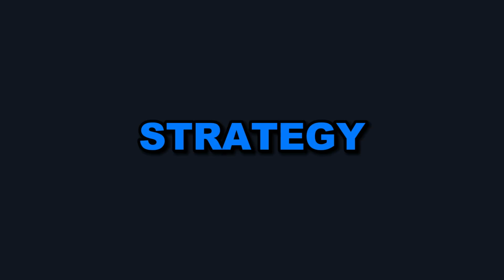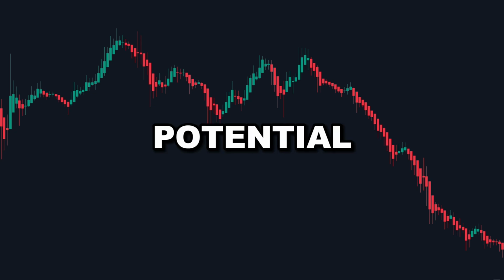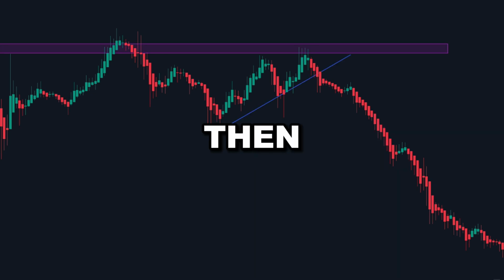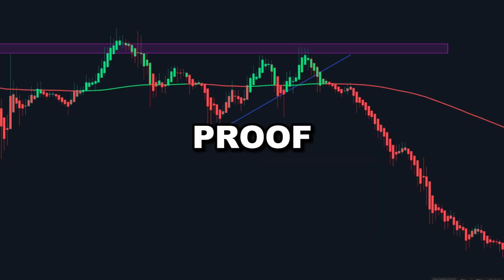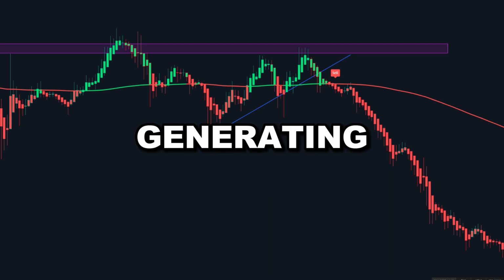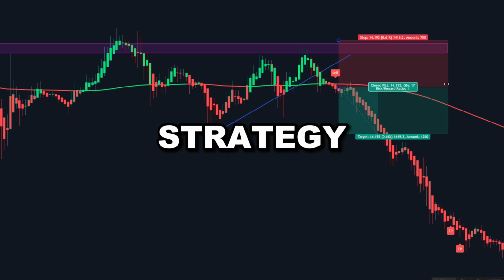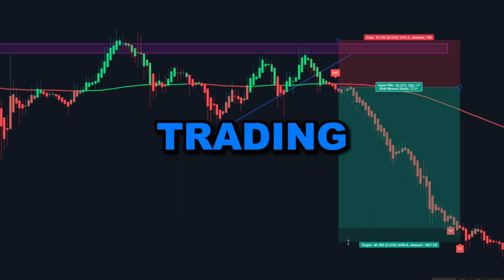So following this strategy, we essentially just have our potential position with setting our trend line as a first indication and then step by step gain more proof until our indicator then fully confirms our position with generating the correct signal, providing us with a super simple and very effective strategy to use in almost any trading situation.